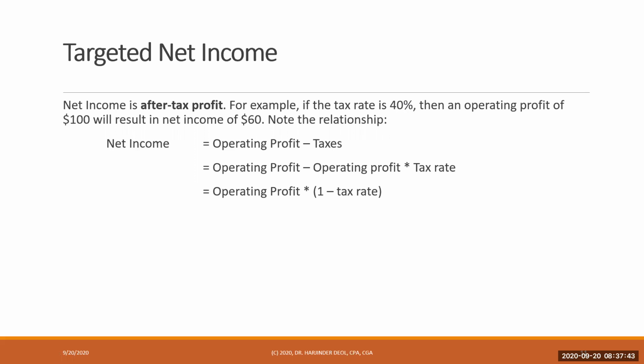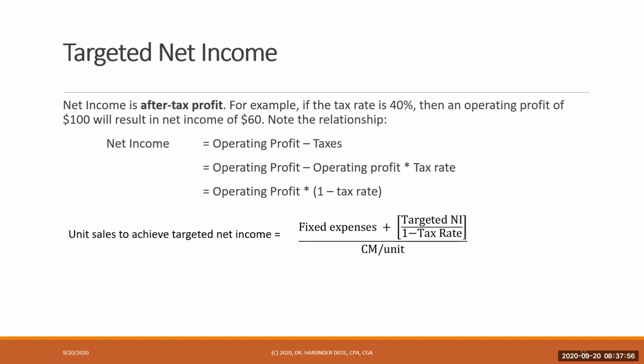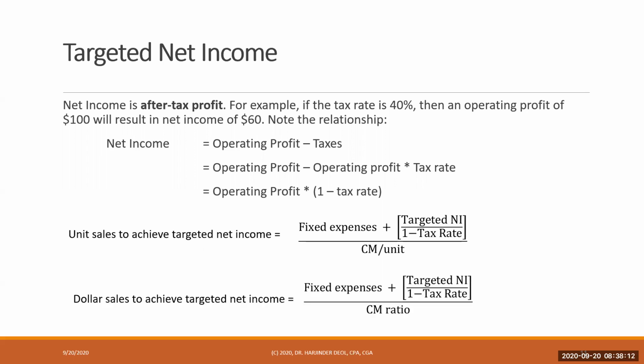All right, so keeping this relationship in mind, if we are asked to calculate the unit sales needed to achieve a targeted amount of net income, the formula is fixed costs plus the targeted net income divided by 1 minus the tax rate, the whole sum divided by contribution margin per unit. If we are asked to calculate the dollar sales, then it'll be fixed costs plus the targeted net income over 1 minus the tax rate, whole thing divided by contribution margin ratio.